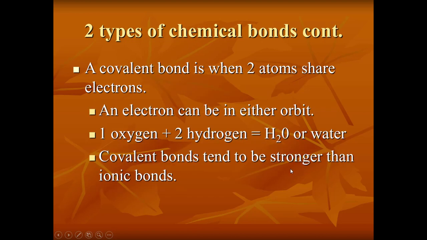A covalent bond is when two atoms share electrons, so the electrons can be in either orbit. So this is your water. Covalent bonds tend to be stronger than ionic bonds.